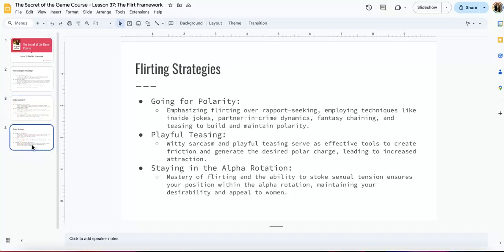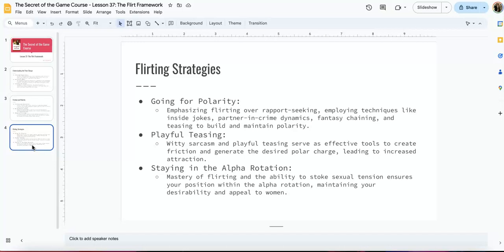So flirting strategies going for polarity emphasize flirting over rapport seeking, employing techniques like inside jokes, partner in crime dynamics, fantasy chaining, and teasing to build and maintain polarity, using that witty sarcasm, playfully mean sarcastic humor, getting to that level of the authentic ego for her and allowing her to play that role with you and just be her authentic self. And that's going to allow us to enter and stay in the alpha rotation.